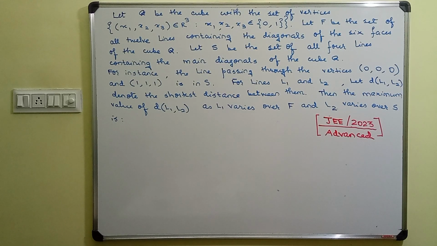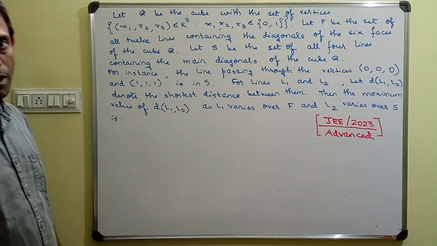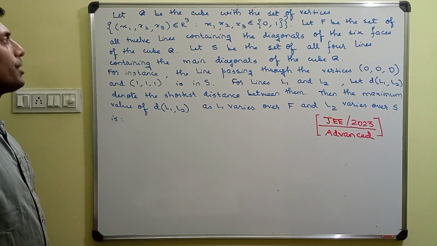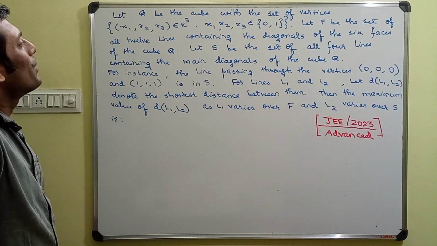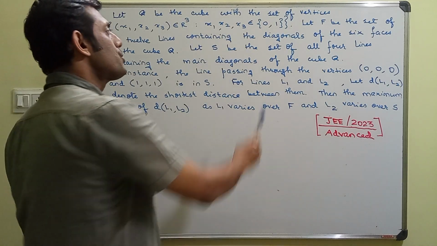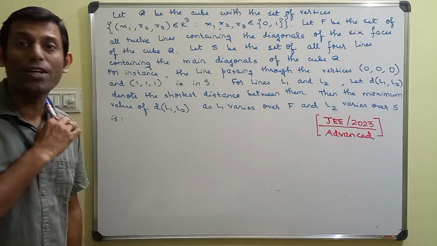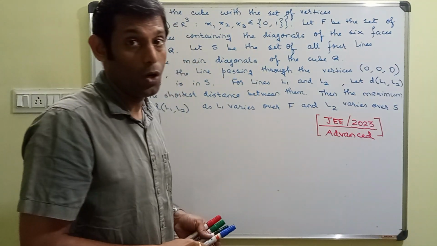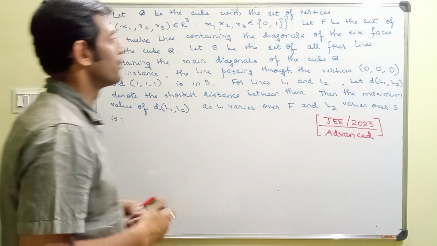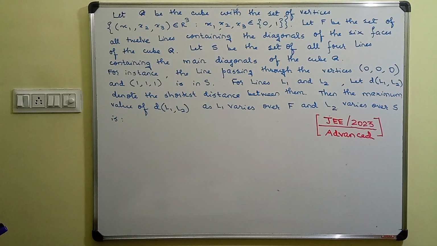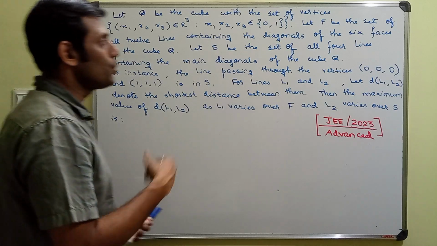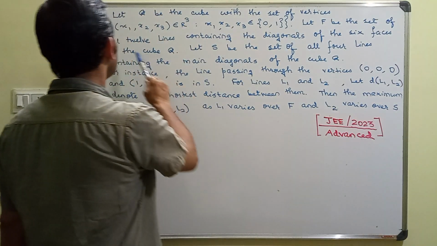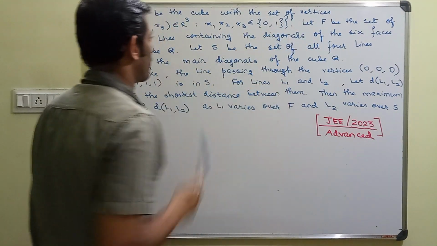Welcome back, guys. This question involves a bit of geometry, and whenever a question has geometry, a diagram is the first requirement. Here there is a cube whose vertices can have values as either 0 or 1, which means the cube has a dimension of 1 unit on each side. The six faces have two diagonals each. The 12 diagonal lines belong to the set F.